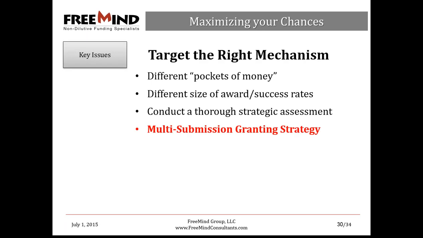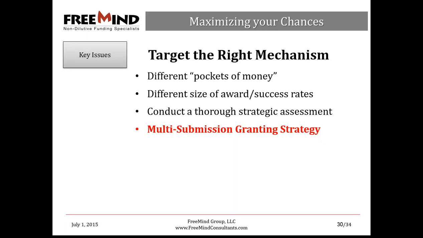Targeting the right mechanism is definitely important, although in this case, there are the 2 omnibus solicitations that are almost always applicable. But still, when you have a specific solicitation, it's important to know which one to approach and how to approach it. Understanding the different sizes of award and success rates and what's right for you at the moment is also important.